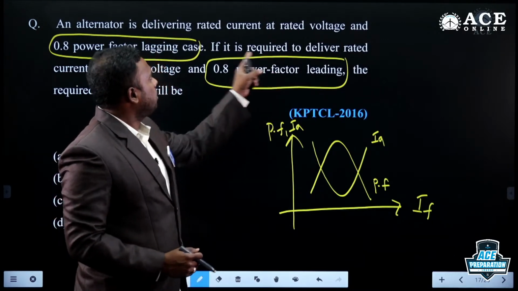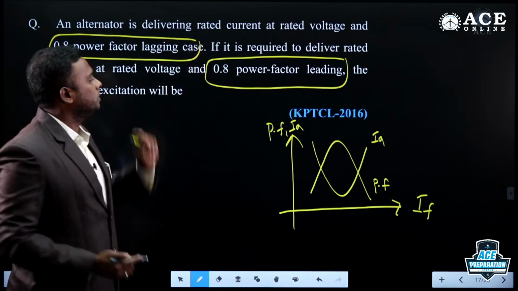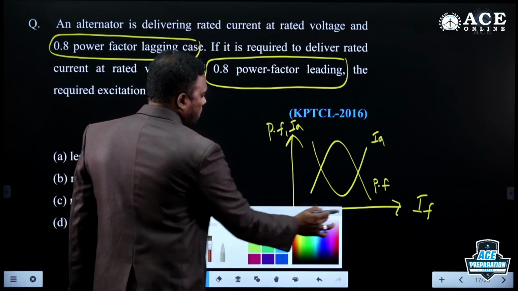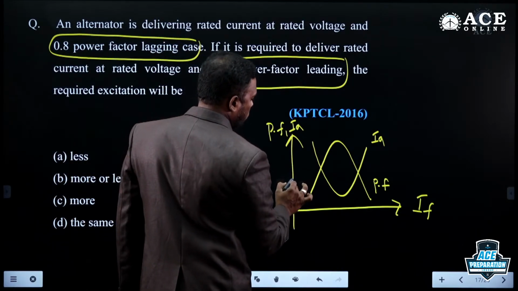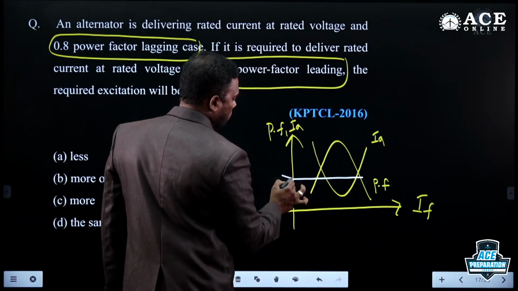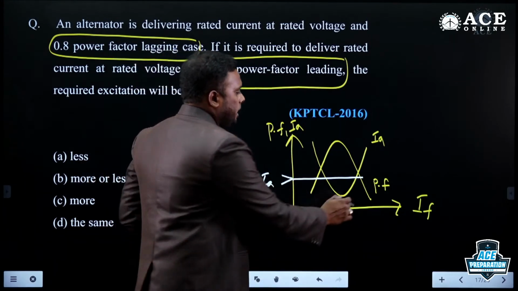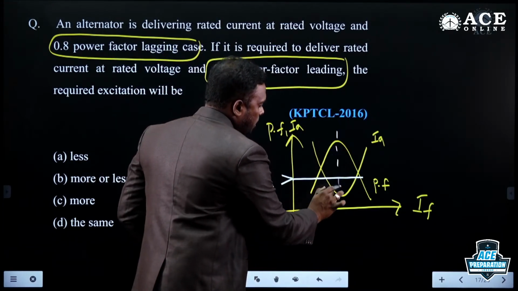Now initially, where is it operating? At 0.8 lagging, it is operating at some rated current. So let us consider this is some rated current. For example, I am taking it is rated current IA. Now at this current, initially it is operating lagging. So where is lagging, where is leading here?